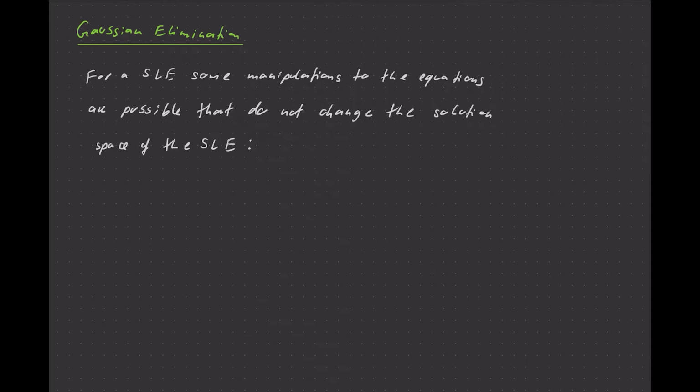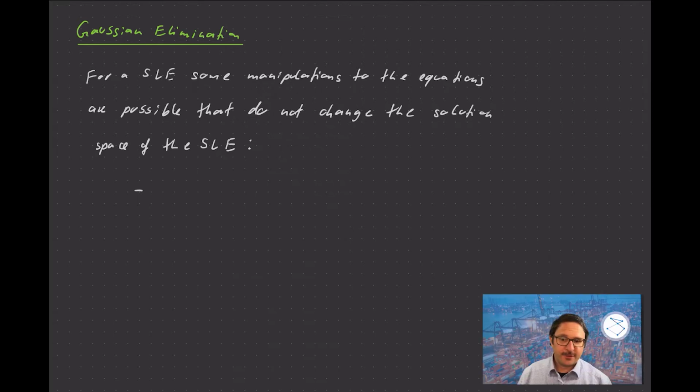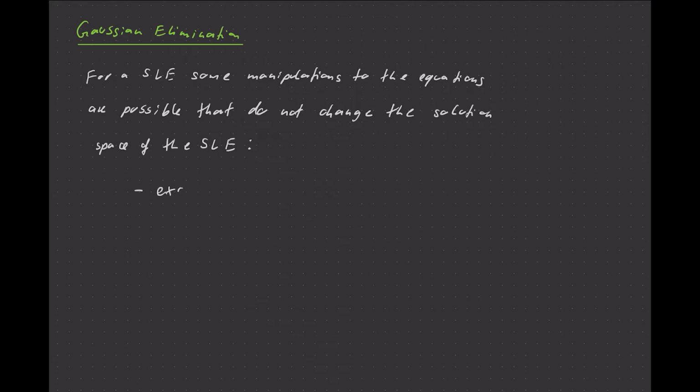In particular, what we want to do is the following: three manipulations. The first is we can exchange any two equations. The order of the equations in a system of linear equations does not matter at all. So we can exchange the order of any two equations. And for tableau form, what that means is we can rearrange the rows of a tableau.